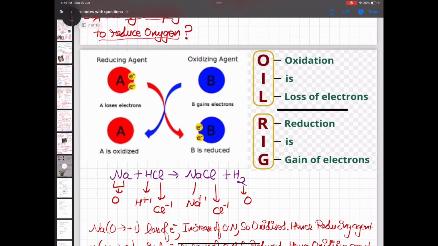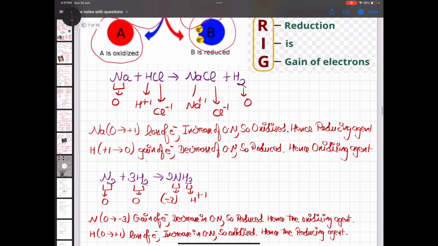So there is this photo I have attached here as well, that if A is oxidized, then A must be behaving as reducing agent. If B is reduced, it must be behaving as oxidizing agent. Let's understand it through another example. Na plus HCl gives NaCl plus H2. Na elemental form charge 0. Hydrogen in HCl, in a compound, H will be positive, Cl will be negative. NaCl again a compound, Na will be positive 1, Cl will be negative 1. Hydrogen elemental form charge will be 0.